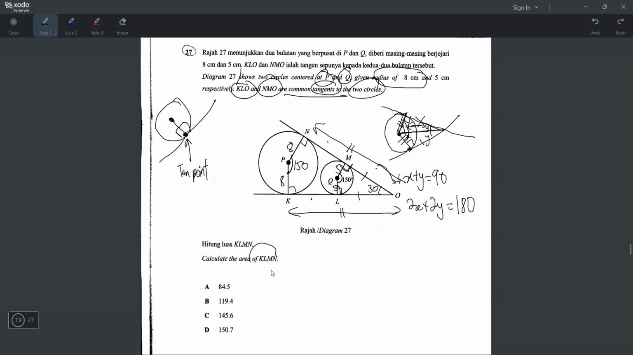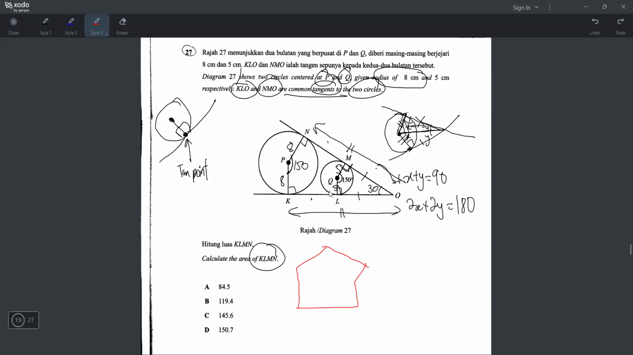Okay, so let's see what they want. Area of KLMN. So KLMN. So I think what they meant is this. They want to find the area of this. Okay, but how? This is not even a shape. This shape is so weird. It looks like this, like this. So they want me to find the area of this shape, right? So how many sides? 1, 2, 3, 4, 5, 6. This is a hexagon. So how to find the area of a hexagon, right?